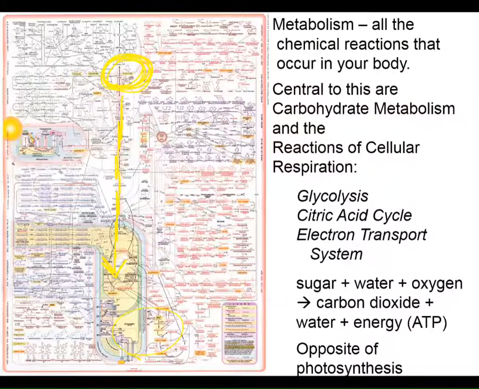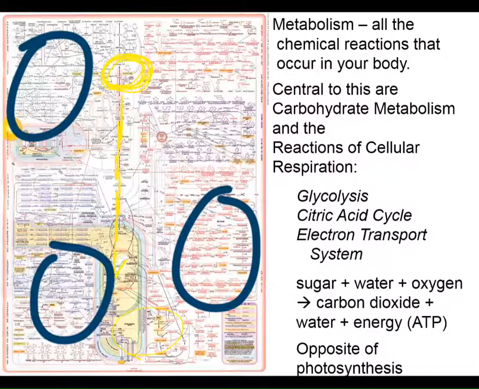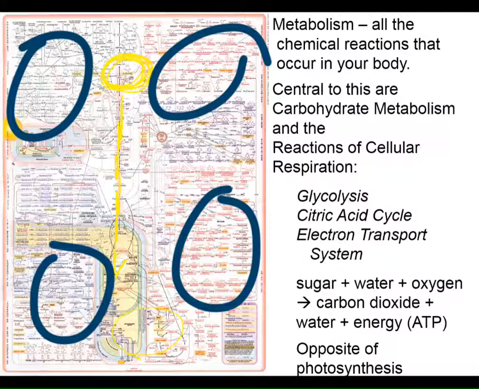We use it. And so all these other categories on here, all these other sections on this chart, are basically how our body makes nucleic acids, how it makes lipids, how it makes proteins and amino acids, okay? So that's the big story here. You do not have to memorize this.